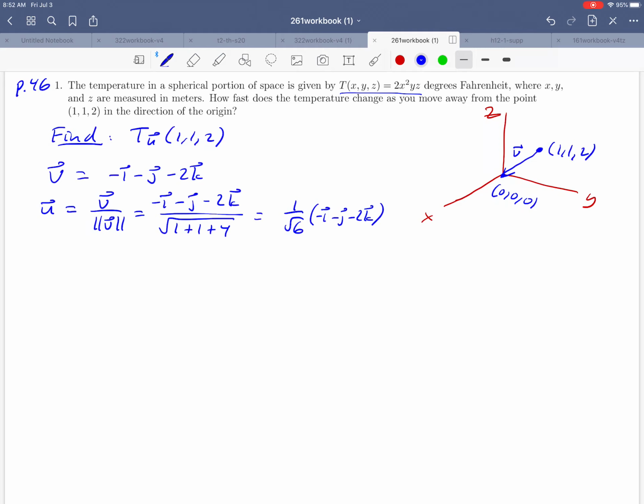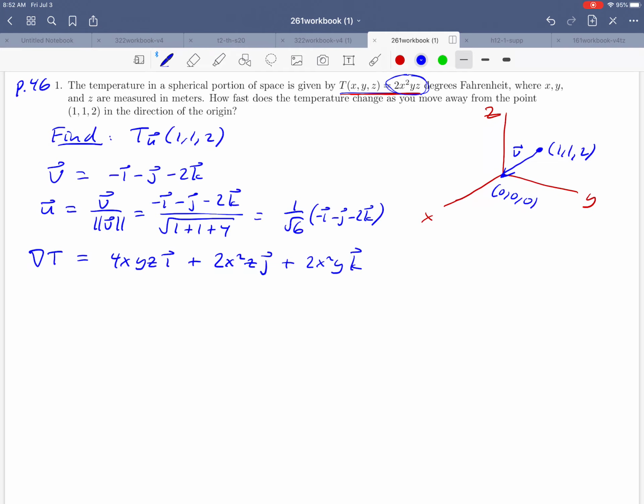To find the directional derivative, in addition to knowing the direction, we need the gradient for our function. So why don't we take a minute and calculate that? The gradient of T we get by taking our formula and taking the partial derivatives. The derivative with respect to x: the derivative of 2x squared is 4x, and the y and the z come along for the ride. That's our first component. Then the derivative with respect to y: the derivative of y is 1, and the 2x squared z hangs around. And finally for z, the derivative is just 2x squared y.